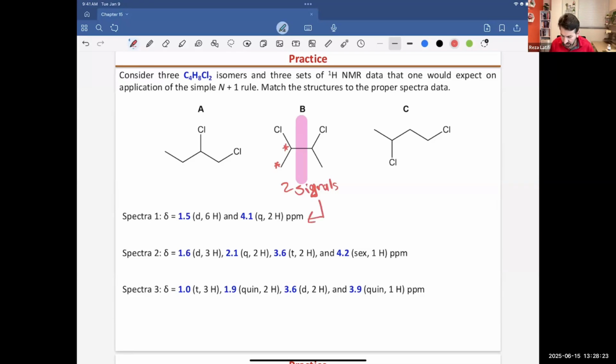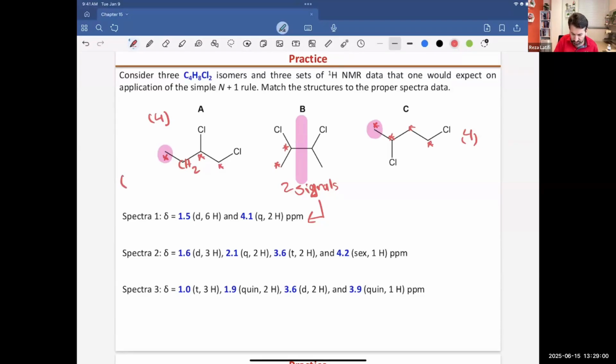Okay, next, and this one has 1, 2, 3, 4. So I see 4 signals. How about here? 1, 2, 3, 4 signals. So that one is also going to give us 4 signals. Now I need to differentiate between 2 and 3. Let's highlight the methyl group. This methyl group is neighbor to CH2.